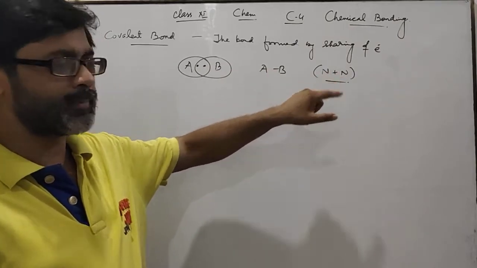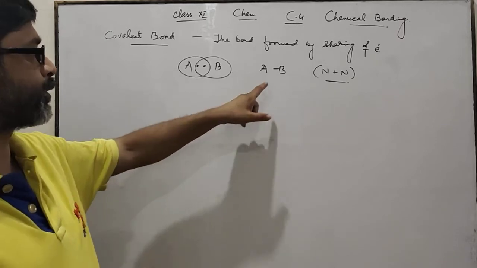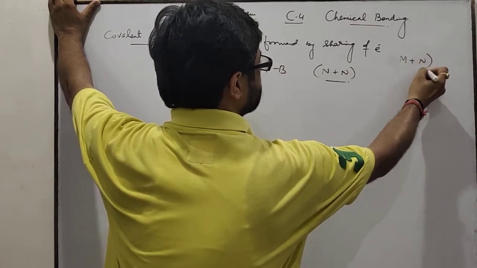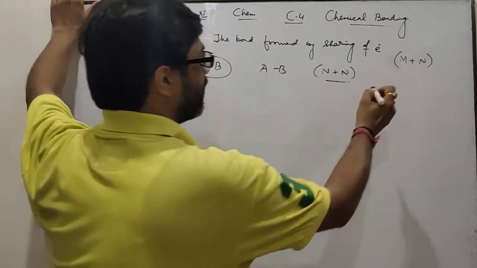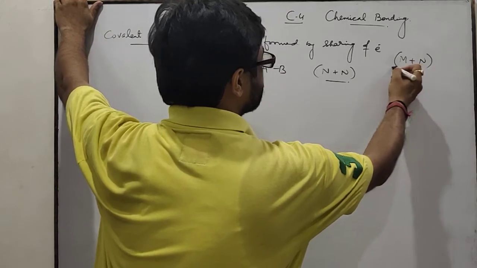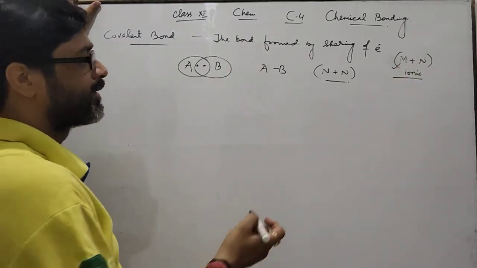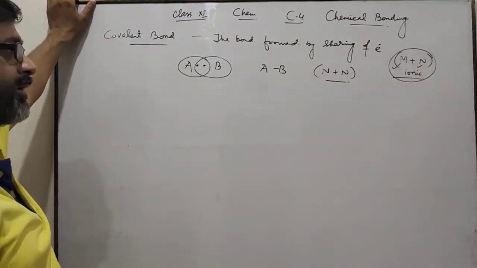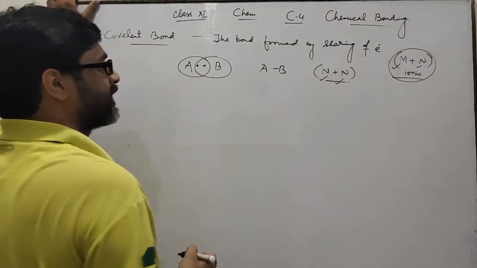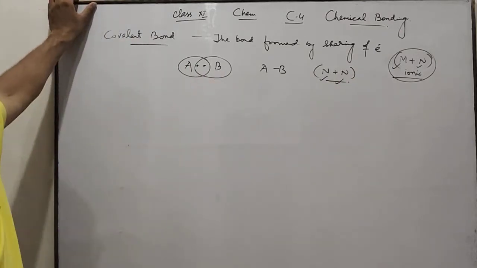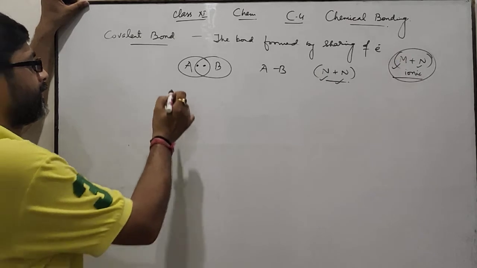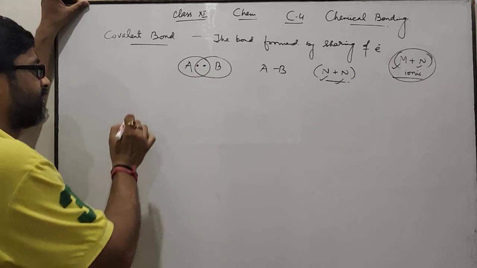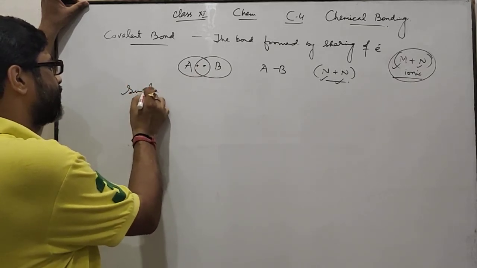When both the elements are non-metals, then they form a covalent bond. You know that when one element is a metal and another is a non-metal, then they form an ionic bond. Metals have a tendency to lose electrons and non-metals have a tendency to gain electrons. They form an ionic bond. But when both the elements are non-metals, then they share their electrons together and form a covalent bond. If sharing of one electron from each atom takes place, then it forms a single covalent bond.